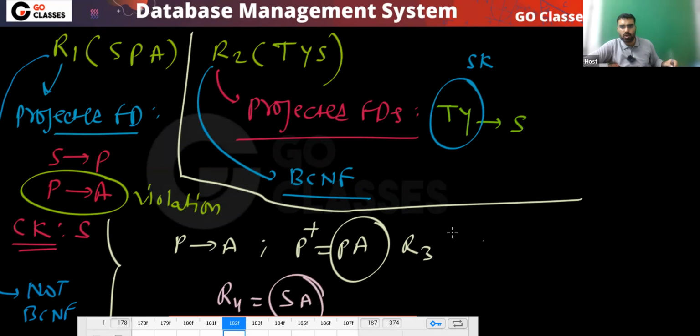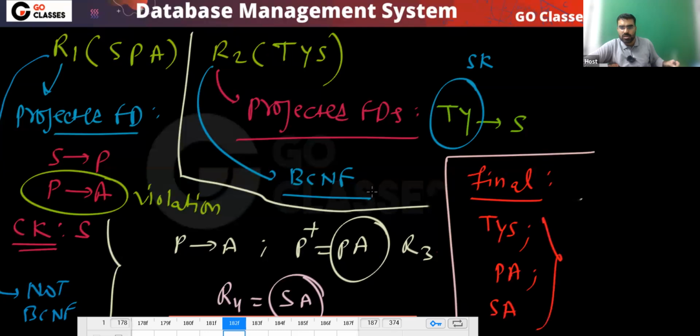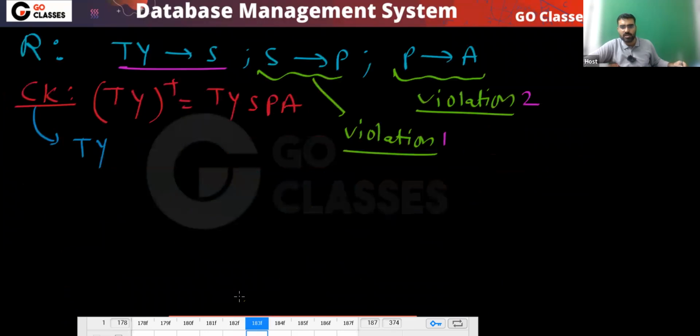That's it. So you can notice, what will be the final answer? The final decomposition will be one is TYS, one is PA, one is SA. So this will be your final decomposition. Is this clear to everyone? Let me know. Starting from violation 2, will you get the same? If you start from violation 2, tell me.